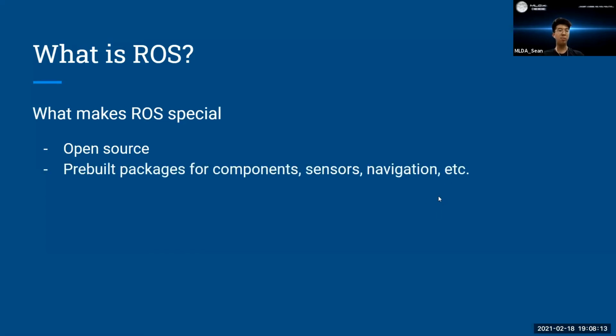It has a lot of pre-built packages for components, sensors, navigation, which means that a lot of people have actually worked on these codes before and it's available online. So let's say you buy a certain sensor. Well, all you need to do maybe is contact the manufacturer to see whether they have this code already. And if they do, you can incorporate it into your project seamlessly.